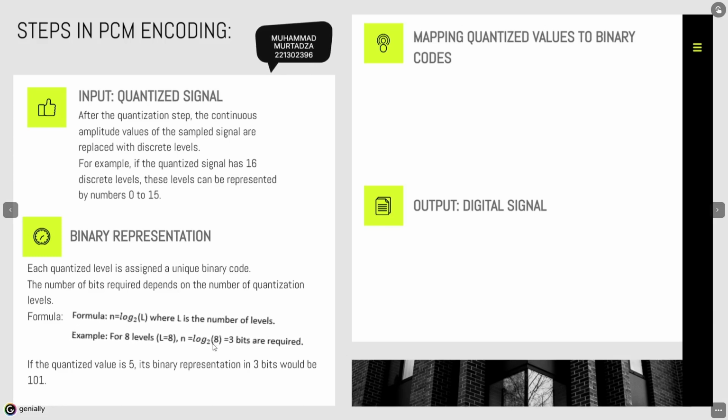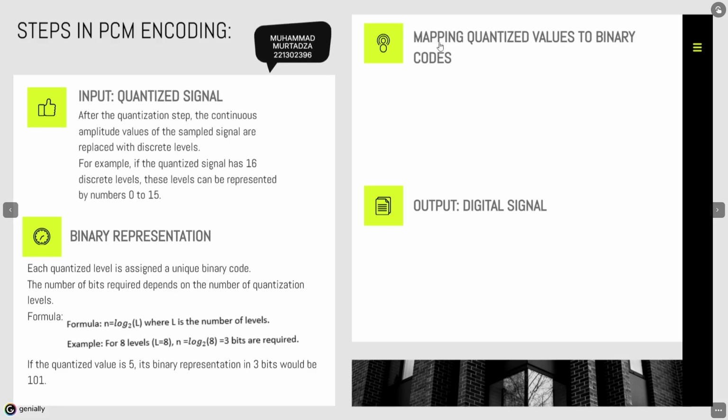equal to log base 2 of 8, equal to 3 bits required, because in order to get 8, 2 to the power of 3 will be 8. So 3 bits are required. If the quantized value is 5, its binary representation in 3 bits would be 101. So from decimal value, in order to change to binary value, binary coded decimal, under 3 bits, the decimal value of 5 will be 101 in binary coded decimals. So that's what it meant.